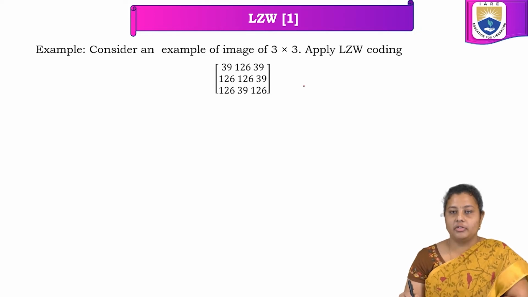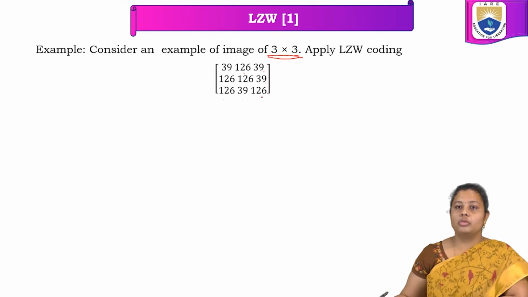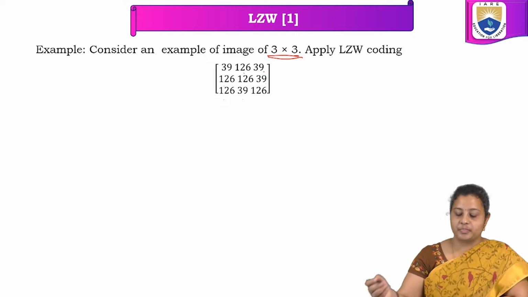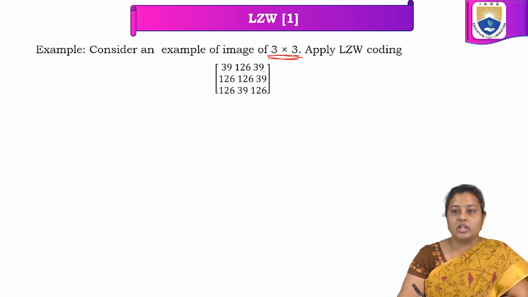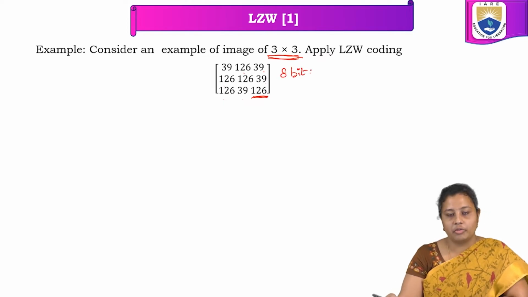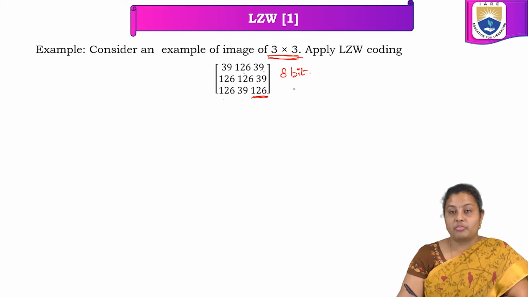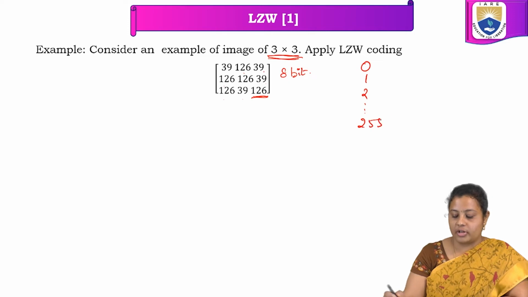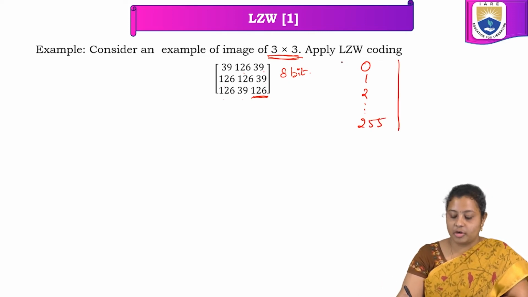If we observe here, this is an image of 39 126 39. I'm considering a 3 by 3 matrix, right? 126 126 39, 126 39 126. So what are we going to do? We are going to first create our dictionary, right? I will consider an 8-bit image for my convenience, for this example. So now I have the number of possible intensity values as 0, 1, 2, and so on till 255, right? Now, these are the possible intensity values.